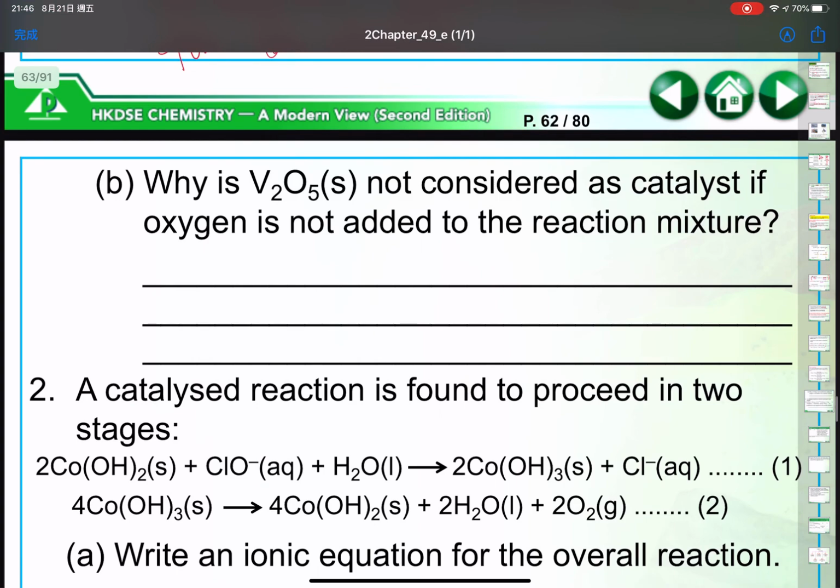Why is vanadium 5 oxide considered a catalyst if oxygen is not added to the reaction mixture? Because if you don't add it, it cannot be regenerated in the absence of oxygen. A catalyst must not be consumed in the reaction. So therefore, if oxygen is not added, it cannot be regenerated.